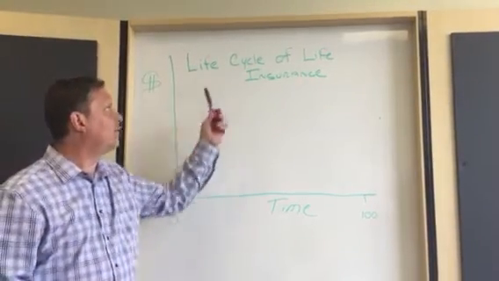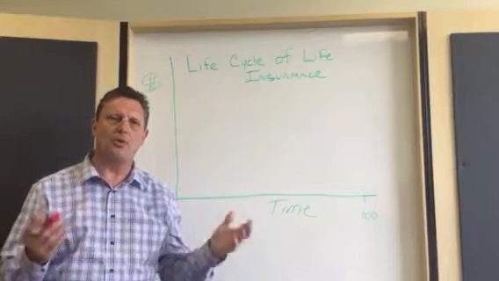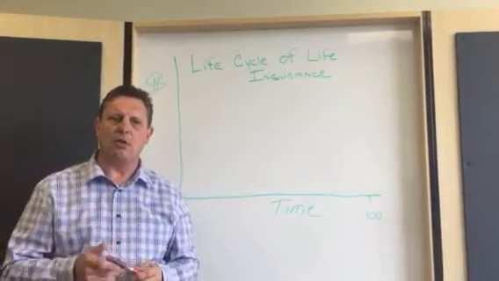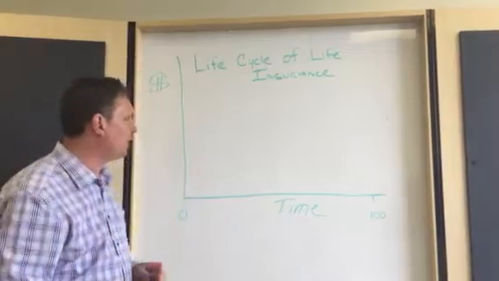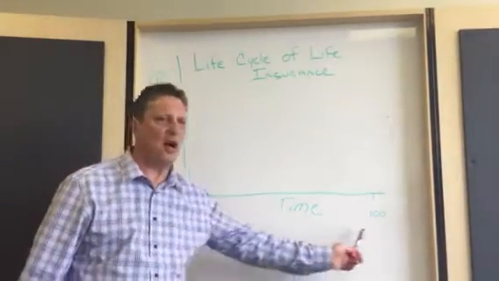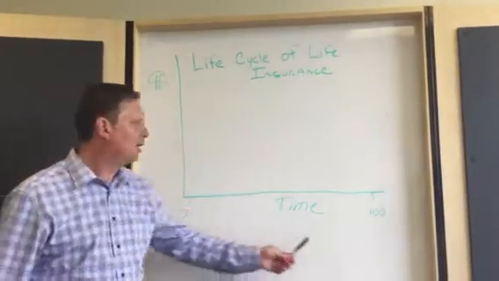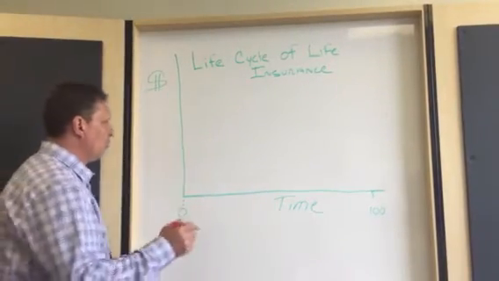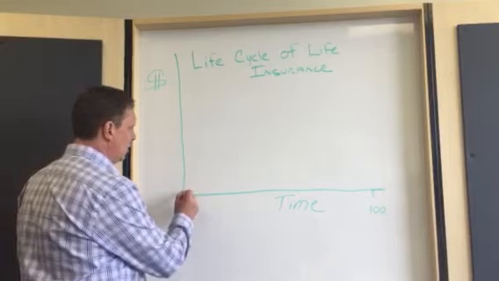Today's topic is the life cycle of life insurance. What I'm going to walk through is the typical insurance need for most people that they go through throughout their lifetime. So it looks something like this. If this axis is the time, so age 0 to age 100, and this would be the dollar amount of insurance, most people's life cycle of insurance goes something along these lines.